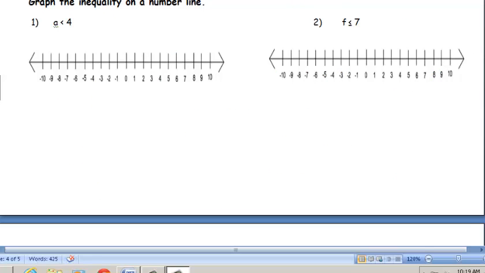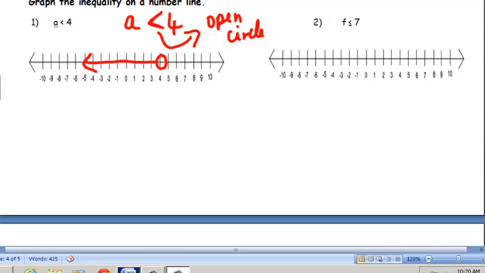Let's go ahead and graph these. The first one says A is less than 4. Again, remember this means that it is an open, I'm sorry, I don't want to confuse you by doing that. This is represented by an open circle. So I'm going to have an open circle at 4 right here, nice open circle. It says less than, so I'm going to put an arrow to the left and say, hey, my answer is anything that is on the left of 4.